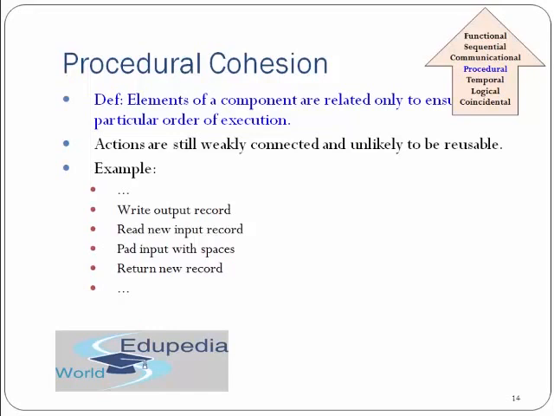So these are activities which need to be arranged so that we can ensure a particular order of execution. The order we want is: open a file, read that input, put in the spaces, write that file again, and then return the record. We need to make sure the order of execution is determined in a way that it always keeps a particular order no matter what, and this is part of procedural cohesion.